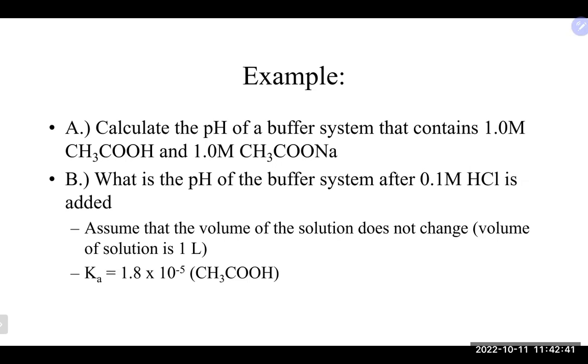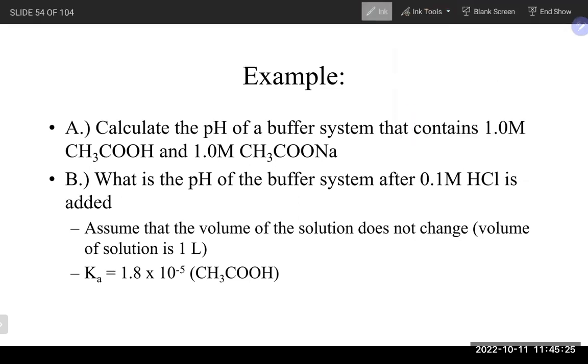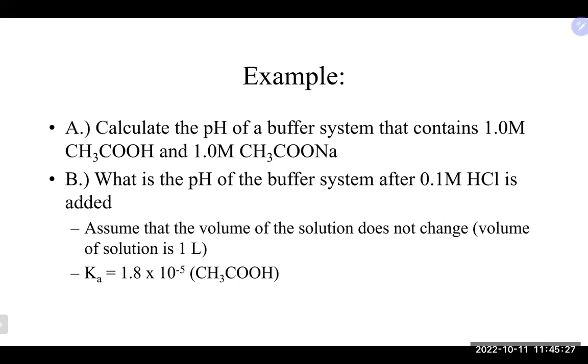Calculate part A. What is the pH of a buffer that contains 1 molar acetic acid and 1 molar sodium acetate? The Ka value for acetic acid is on the bottom. Okay, let's take a look at part A here. It does tell us it's a buffer, which means we can go into the Henderson-Hasselbalch equation, or we can use an ICE table, and it really is your choice which way you want to go.